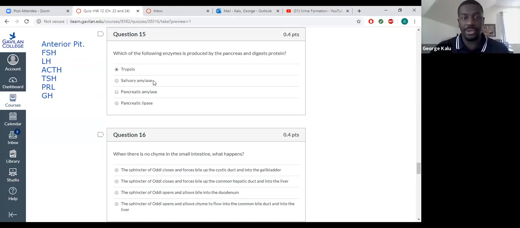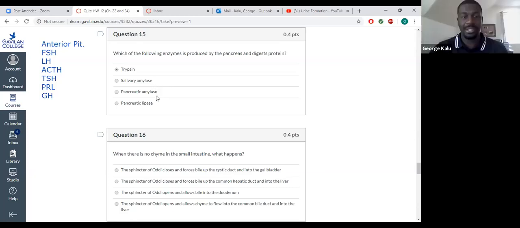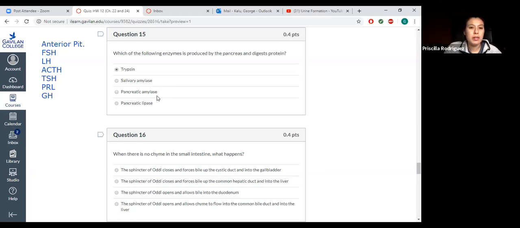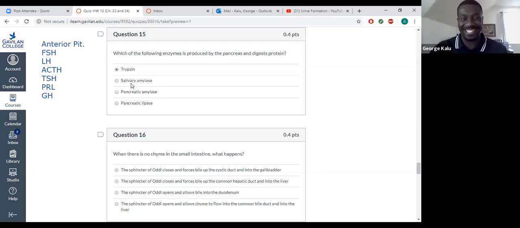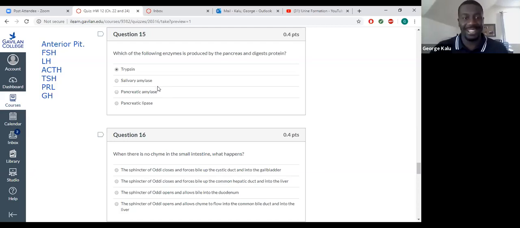What do salivary amylase and pancreatic amylase break down? Salivary amylase breaks down carbohydrates. What about pancreatic amylase? Don't overthink this one. Think of what salivary amylase does. Carbohydrates as well. Right, same enzyme, just in a different place. So pancreatic amylase and salivary amylase both break down carbohydrates.